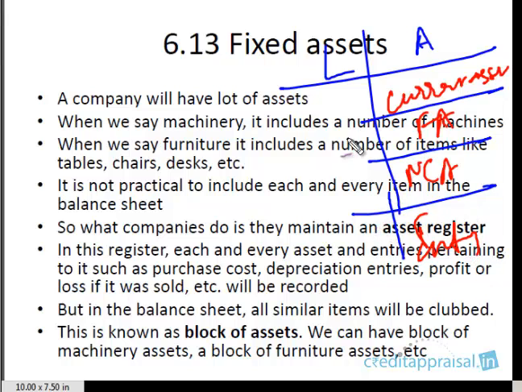We completed segment 6.12, where we discussed the various items that can appear under the current assets. So in this segment we will be discussing fixed assets.